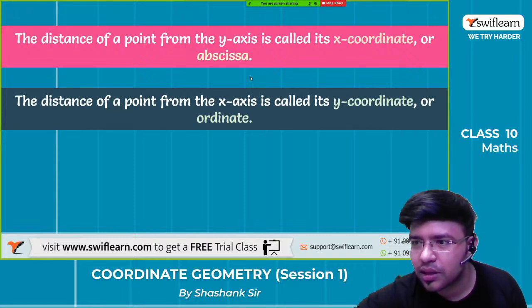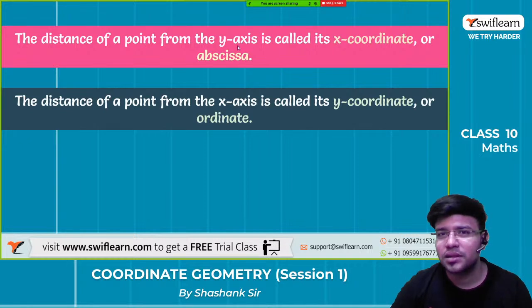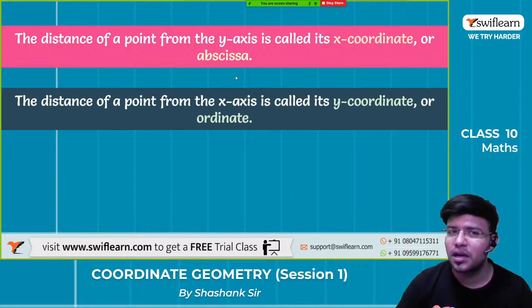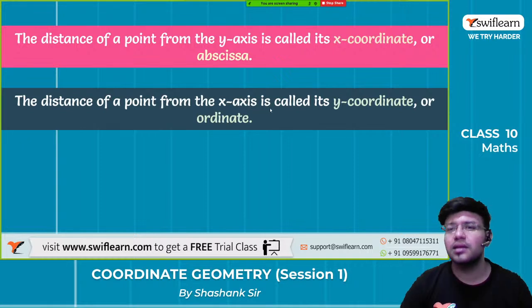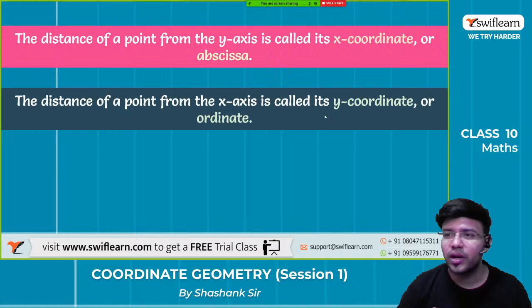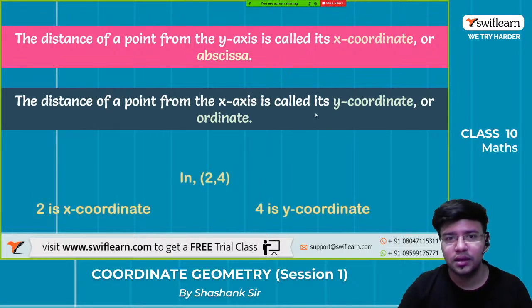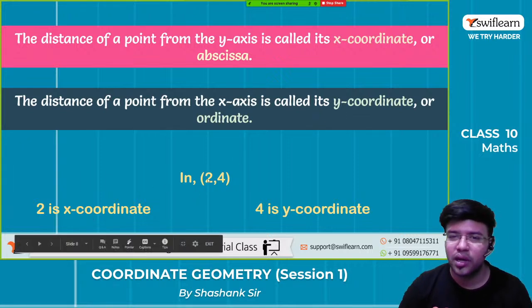Yes, and this we have studied. The distance of a point from the y-axis is called the x-coordinate or abscissa, and the distance of a point from the x-axis is called the y coordinate or ordinate. In this example, 2 is the x coordinate and 4 is the y coordinate.